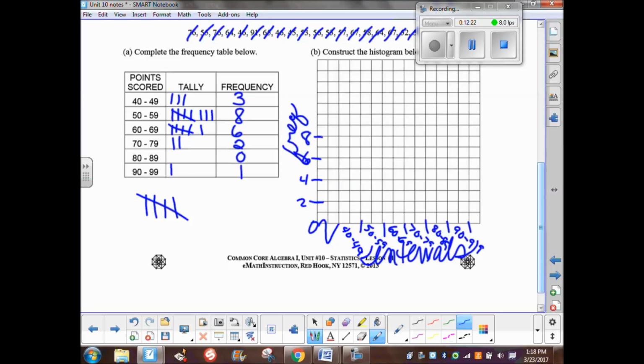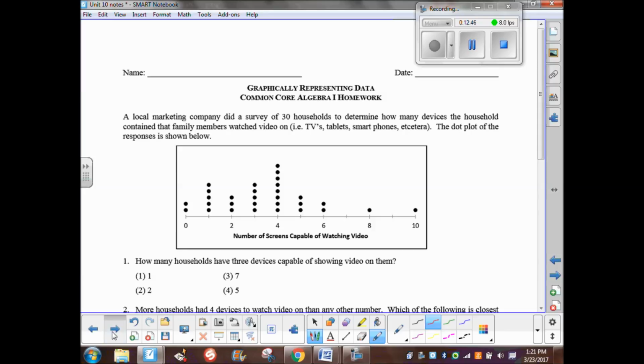So just make sure that you start your first interval, 40 to 49. Don't start it where the break is. Make sure that you are in the interval from 40 to 49, and there were 3 games. Make those bars nice and neat. Okay, go ahead and complete your histogram. Okay, so your histogram should look like that, and we're going to go over to lesson 2.